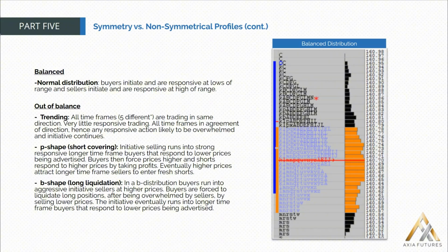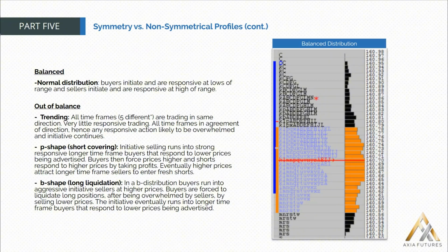We then have out of balance type profiles. These will be profiles or markets that are trending. Now note, trending is when all 5 time frames, or all 5 time frame participants, are trading in the same direction, as you'll remember from module 1. There's very little responsive type trading. Therefore, all time frames are in agreement of direction, and hence any responsive action taken is likely to eventually be overwhelmed as the initiative continues. We will talk a lot more about trending markets as we move further along.